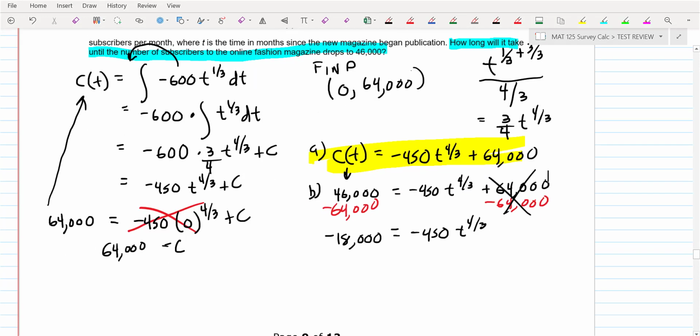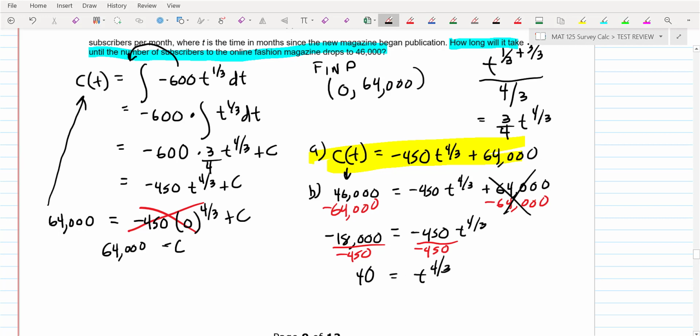Next thing you've got to do is get rid of the 450, so you want to divide both sides by negative 450. Take your calculator and just do that. 18,000 divided by 450, that's 40. So I kind of got nice numbers on this.